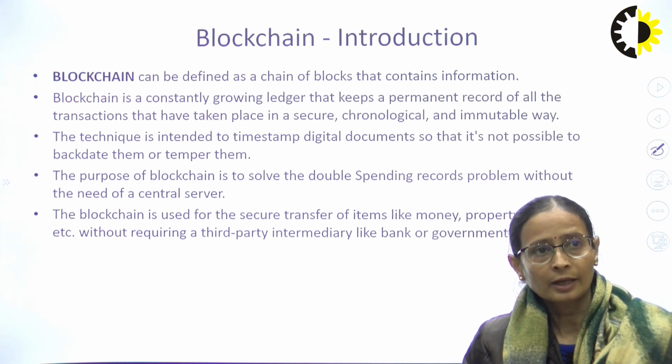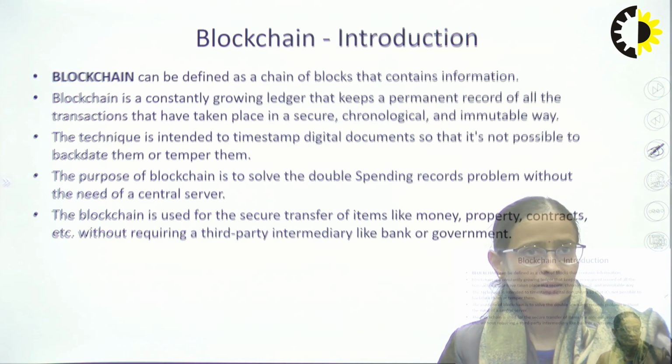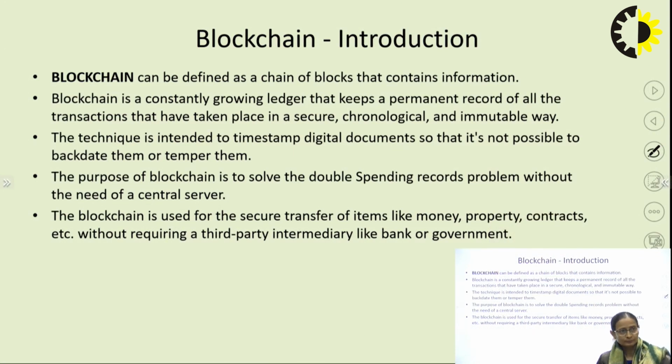A blockchain can be defined as a chain of blocks that contains information. That is, we have information present in some blocks, and these blocks are connected with one another, thus forming a chain of blocks. Another important thing about blockchain is that it is a constantly growing ledger. That is, this chain of blocks forms a ledger, and this ledger is continuously growing.